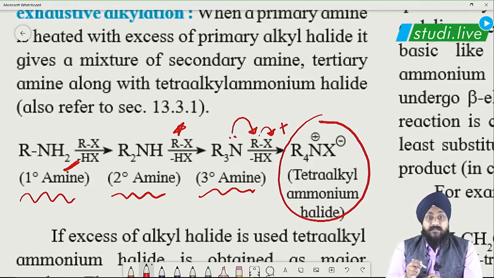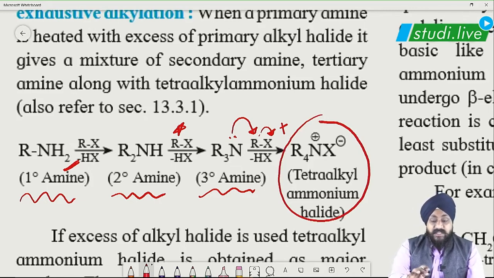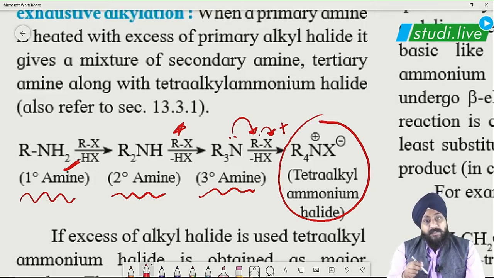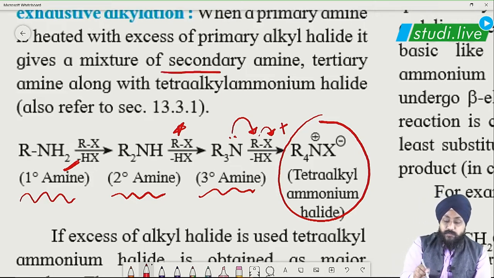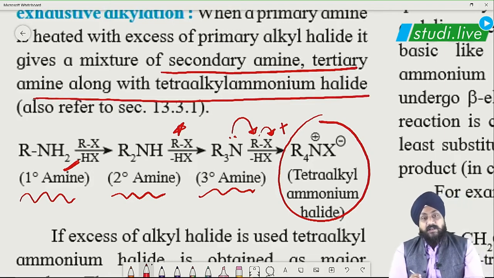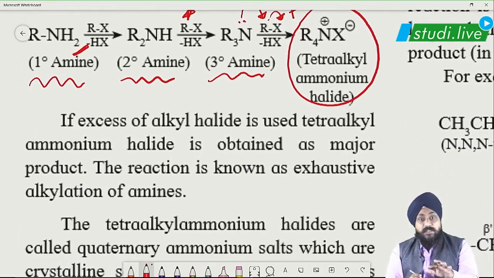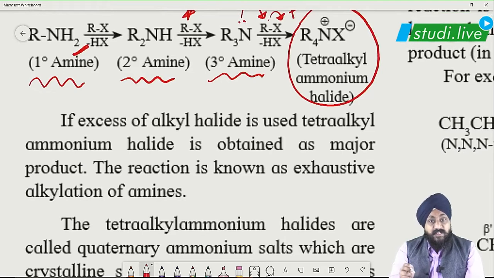So students, when primary amine is heated with excess of primary alkyl halide, it is going to give you secondary amine, tertiary amine, along with tetra alkyl ammonium halide. So students, if excess of alkyl halide is used, tetra alkyl ammonium halide is obtained as a major product. So here you are using alkyl halide in excess, and H has been replaced by an alkyl group.